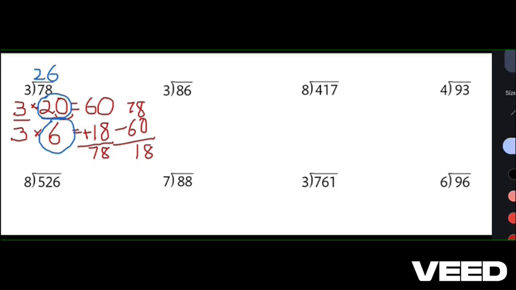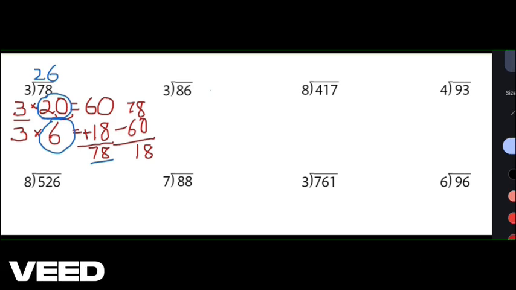Student 3, is there a remainder in this problem if we ended up at exactly 78? Thank you, student 3. There is not a remainder in this problem because we ended up at exactly 78. Let's take a look at the next problem.